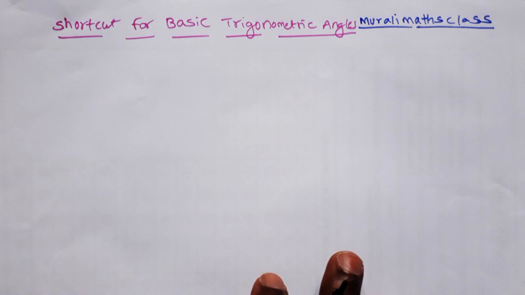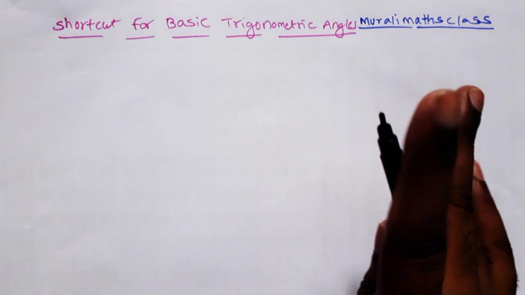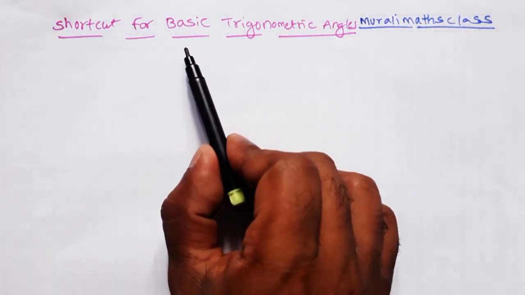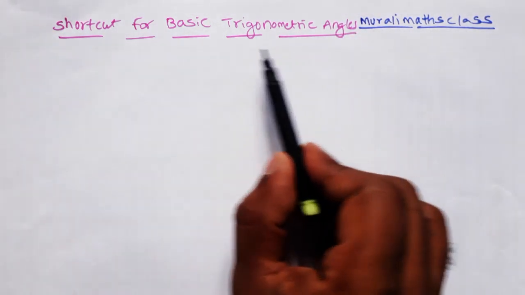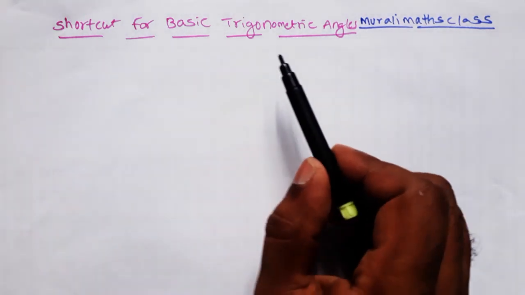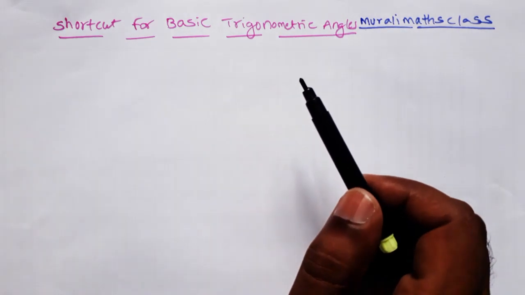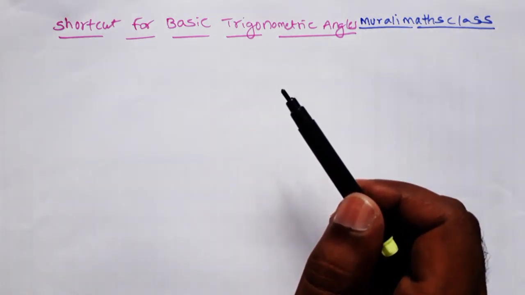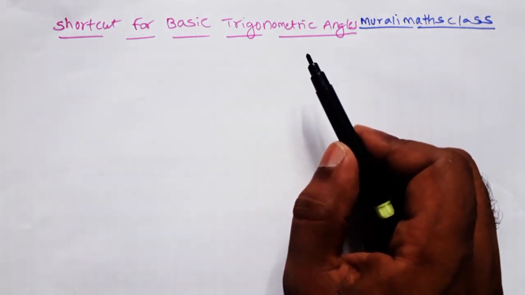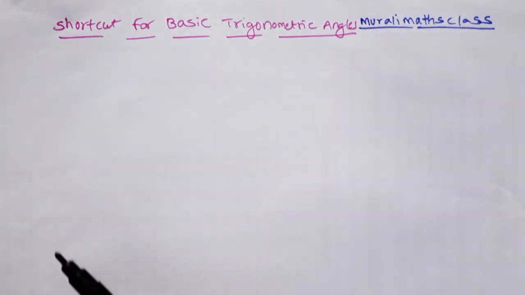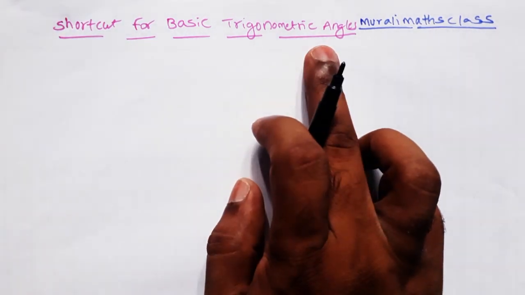Thank you. Hi, welcome to Murli Maths class. So today we will learn some shortcut for basic trigonometric angles. That means how to write these trigonometric angles very easily. These trigonometric angles are very important in solving angle of elevation and angle of depression problems. All these problems are based on these angles only. If you don't know these angles, then it is very difficult to solve the problems. Okay. So now we will see what is the shortcut for writing this.